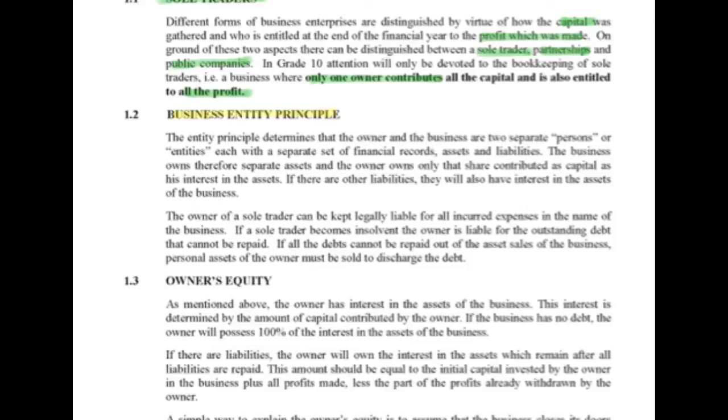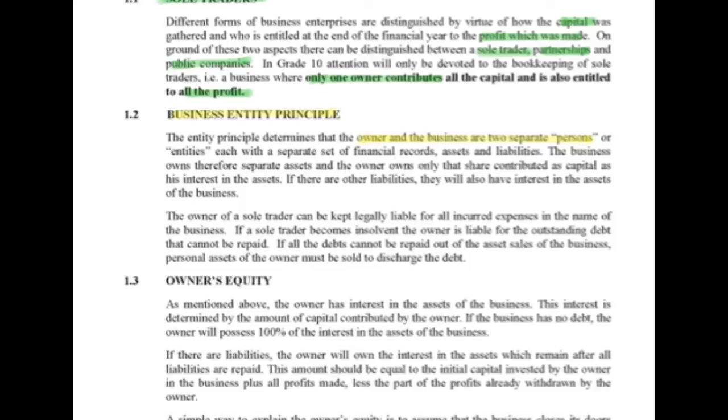The entity principle determines that the owner and the business are two separate persons or entities with a separate set of financial records, assets and liabilities. So the business owns separate assets and the owner owns only that share contributed as capital in the interest of the assets. If there are other liabilities, they also have interest in the assets of the business.